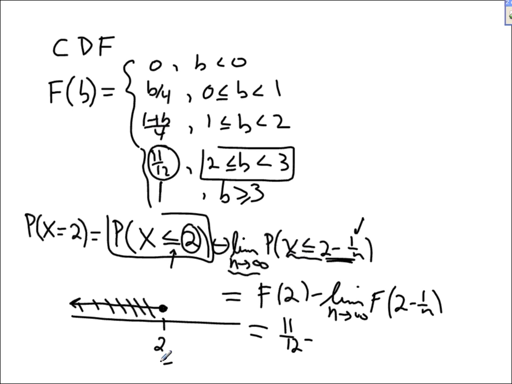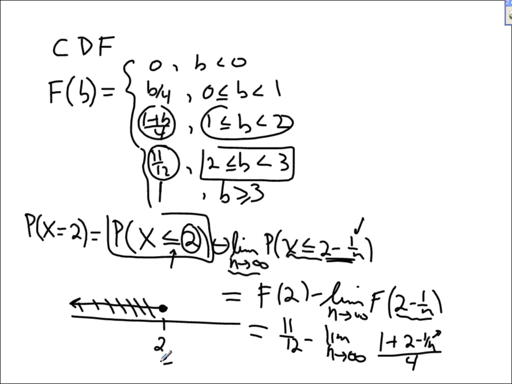Minus. This is a little bit less than 2. And if you're less than 2, you use that rule. So it's the limit as n goes to infinity of 1 plus 2 minus 1 over n, all over 4. But if n's going to infinity, that's going to 0. So if I may continue up here, you get 11 over 12 here, minus 3/4. 1 plus 2 is 3, minus 3/4.